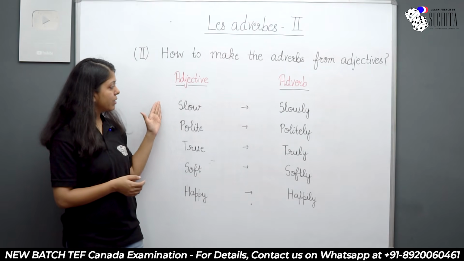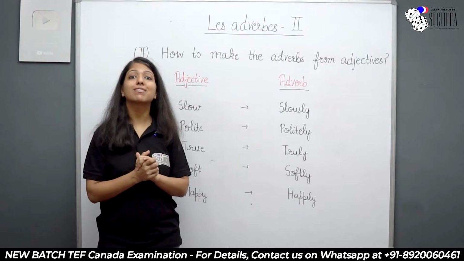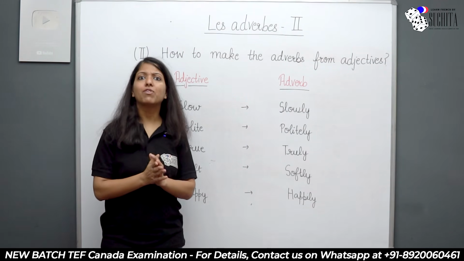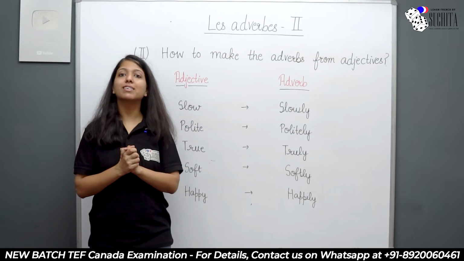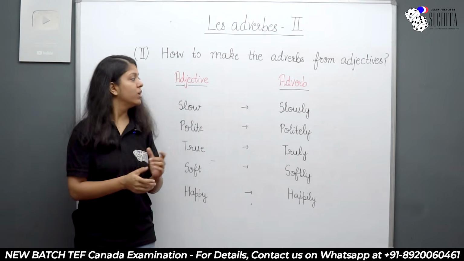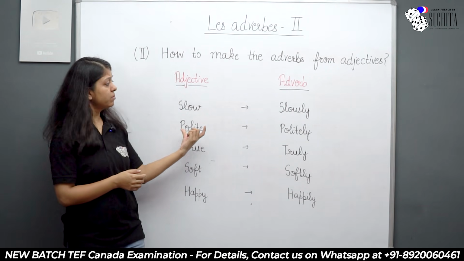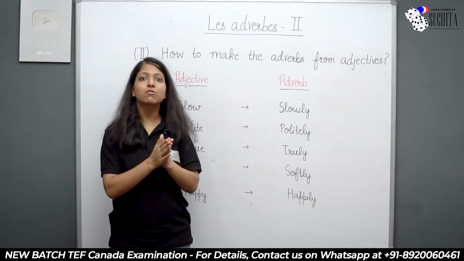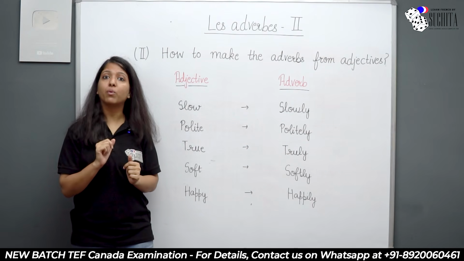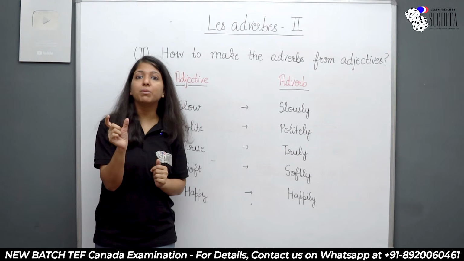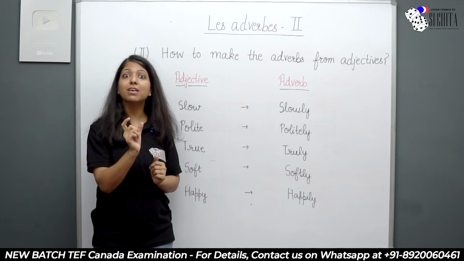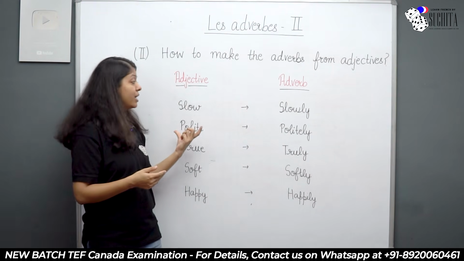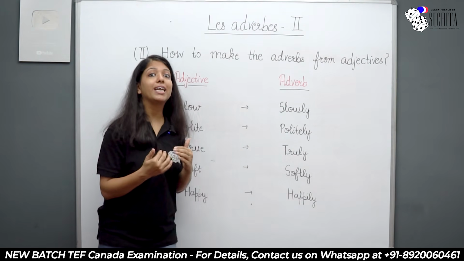Now I'll explain this to you in the form of sentences. Let's say I say he is polite. Polite is telling me the quality of he, which is a pronoun, so that means it's an adjective. But if I say he speaks politely, there I cannot say he speaks polite. I will need an adverb, because politely is telling me the meaning of speak, which is a verb. So he is polite, but he speaks politely.